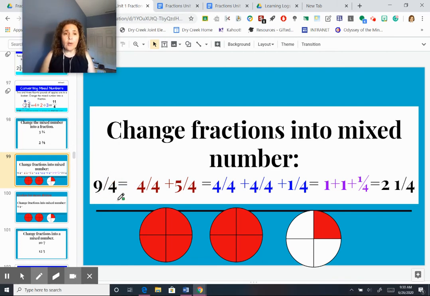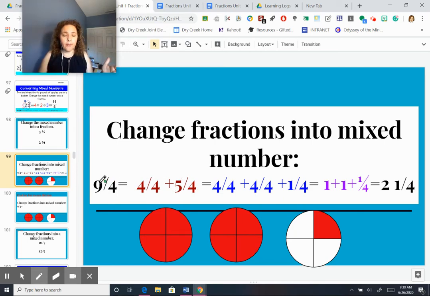So one way to do that is to break it apart. I have 9 over 4. So I know 4 is my denominator. So I know I'm dealing with fourths. So I have 4 over 4. So I broke it apart into a 4 over 4 plus, how many more do I need? I need 5 more, so 4 over 4 plus 5/4, right? That gives me my 9/4.